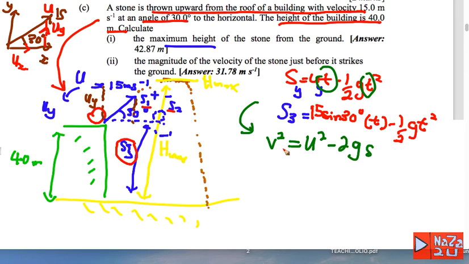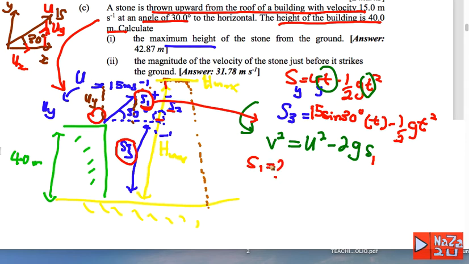So for the second equation, the s here is S1 and S2, right? You just consider S1. S1 is from the ground to the top level or maximum. This is the upward process before the downward process.